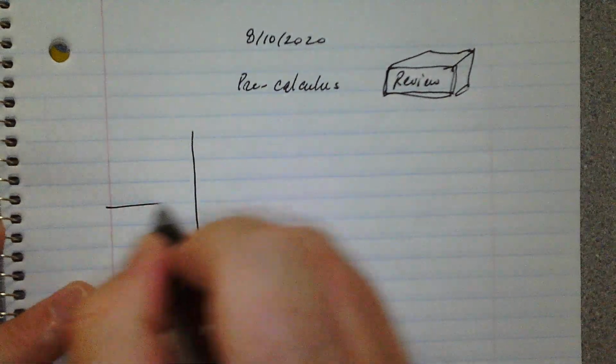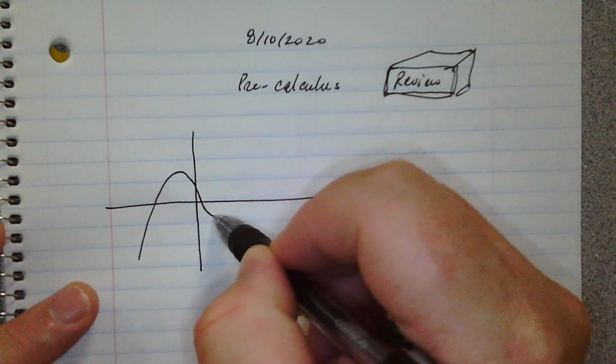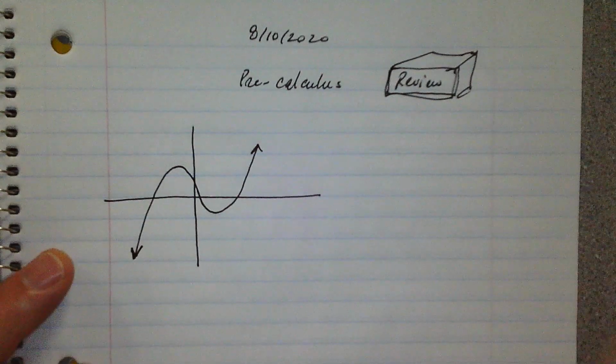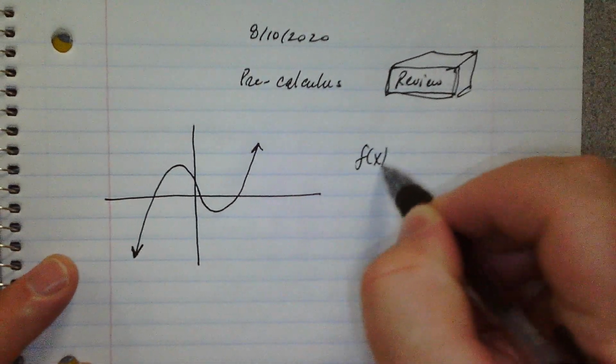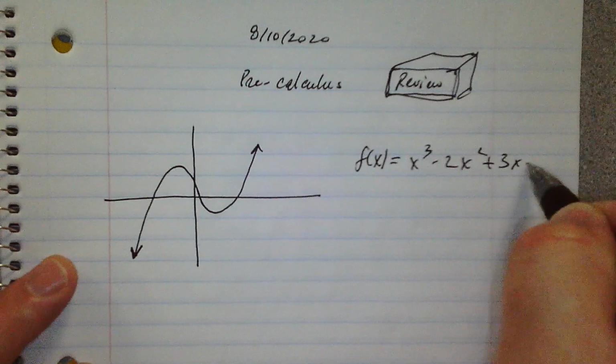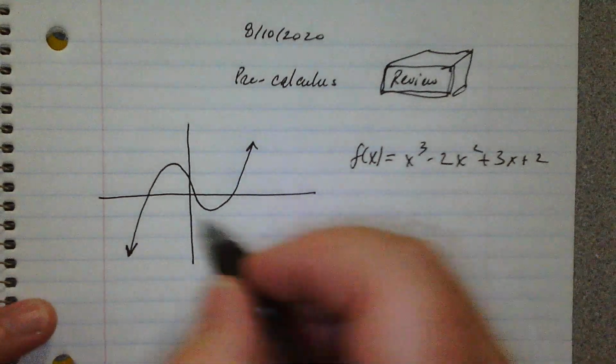So check this out. Here's where we're going. What we're going to end up doing is graphing stuff that looks kind of like this. So this is going to be a function, and it's going to be something like, I don't know, x cubed minus 2x squared plus 3x plus 2. Something like that. I just made this up.